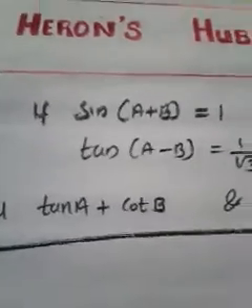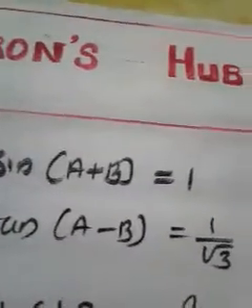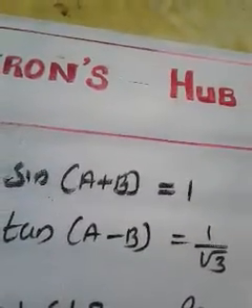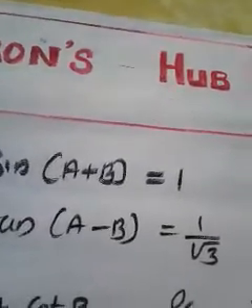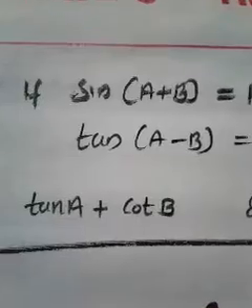Think how we can solve it out. Which are the given information? Sin(a plus b) and tan(a minus b) are given. Sin(a plus b) is given as 1, tan(a minus b) is given as 1 by root 3. We have to find out the value of tan a plus cot b.